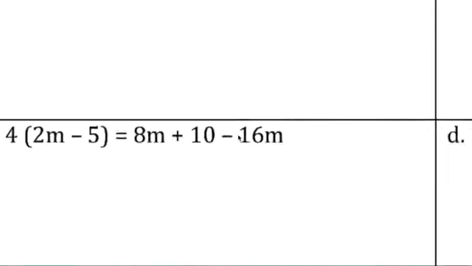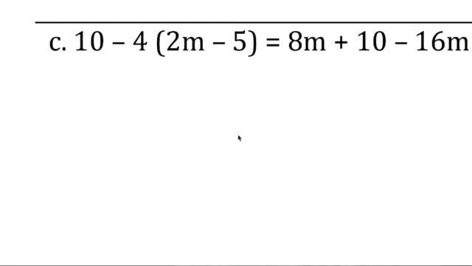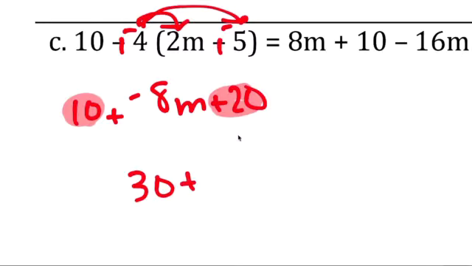Okay, this next one here is to additive inverse, plus a negative. You notice that this is negative 8m. This is a positive 20. Bring down the 10. Combine these two together. You get 30 plus negative 8m.